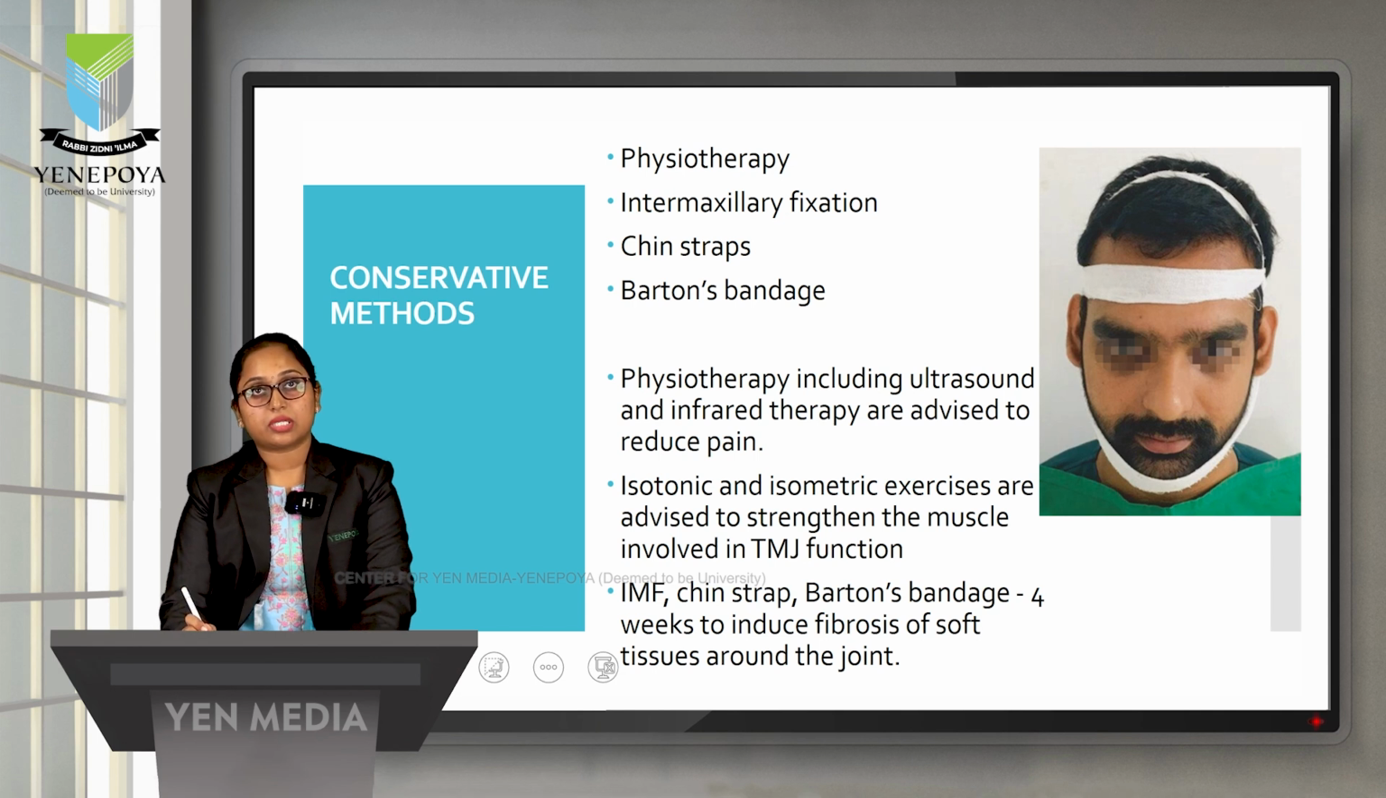Physiotherapy, including ultrasound or infrared therapy, is advised mainly to reduce the pain, and isotonic and isometric exercises are advised mainly to strengthen the muscles in and around the TMJ. The intermaxillary fixation, the chin straps, and the Barton's bandage are advised for a minimum of 4 weeks, mainly to induce fibrosis around the joint space, which will limit the dislocation.